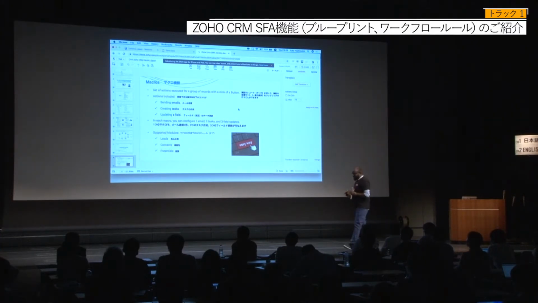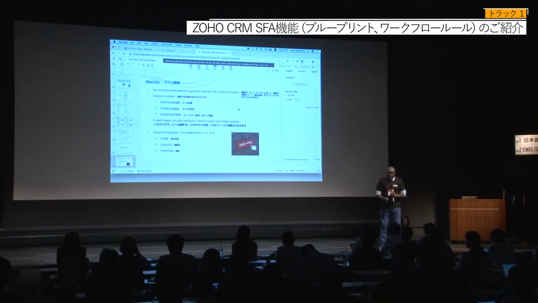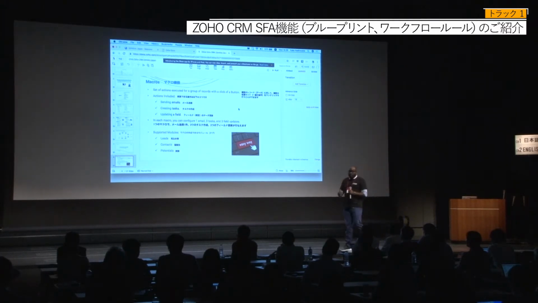A macro basically performs a set of actions on a group of records. You choose a set of records, and with one single click, an invitation mail will be sent, a task will be created and assigned to any other person, and a field will be updated. You can achieve these things with a single click through a macro. Macro supports 3 modules, which are leads, contacts, and potentials.